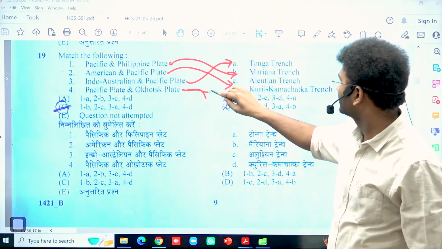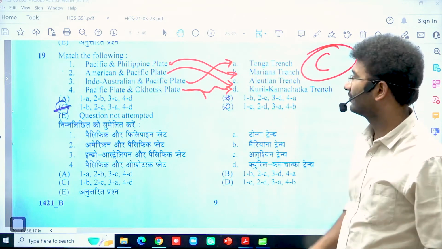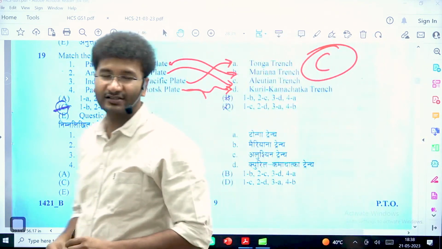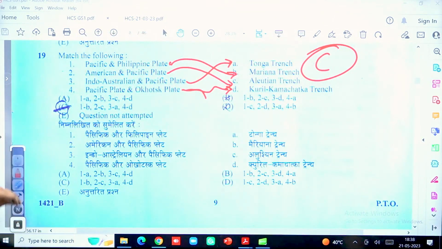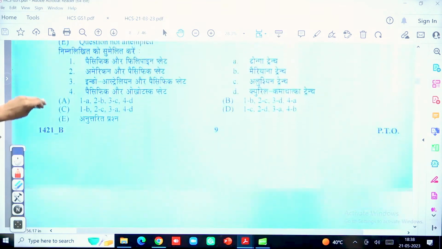the fourth one. You see, it is D. So the answer here is C. This Okhotsk plate is pronounced like that. Okay? Okhotsk.